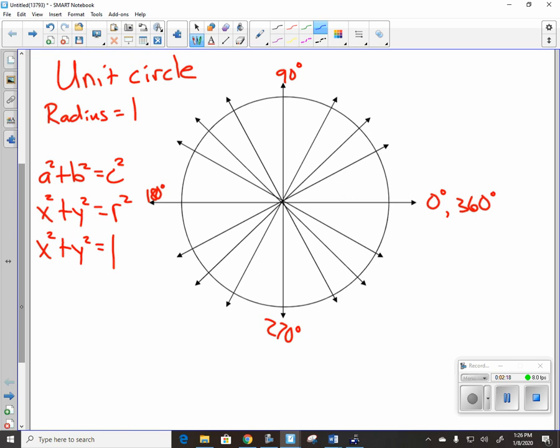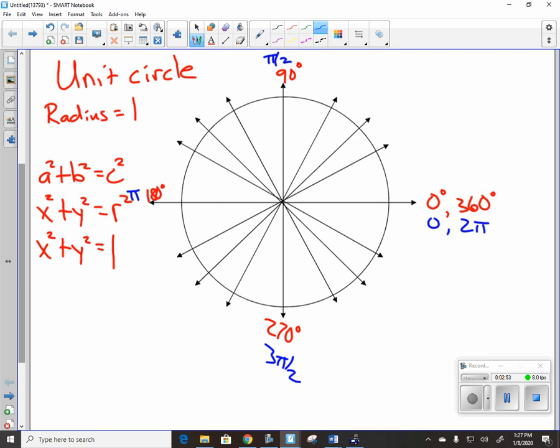Does anybody remember from yesterday how many radians is 180? Do you remember the radian measurement that goes over here? Pi. Do you remember the radian measurement that goes here? Pi over 2. Very good. The radian measurement here is 0 or 2 pi. Do you remember what the radian measurement is down here? 3 pi over 2. And then we have all sorts of these other ones as well.